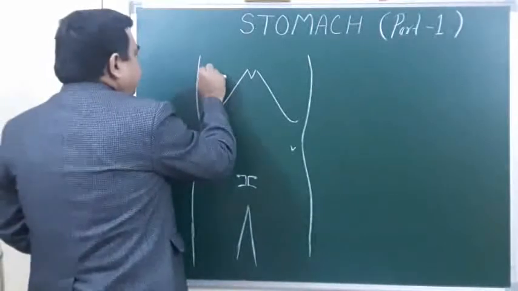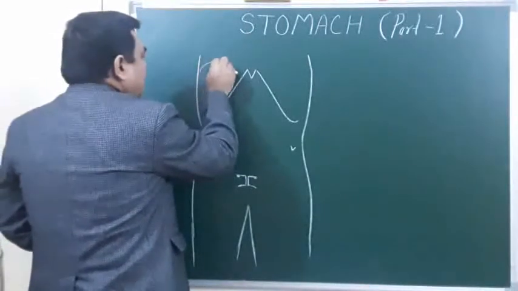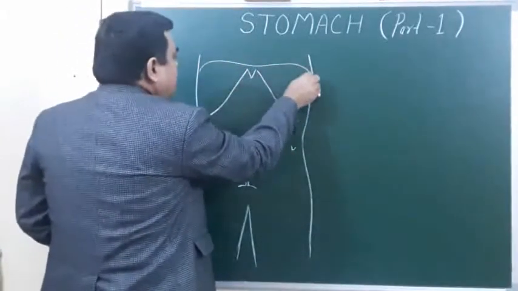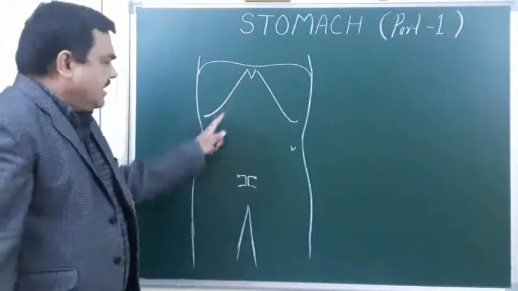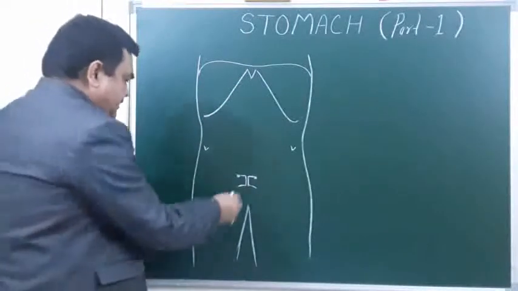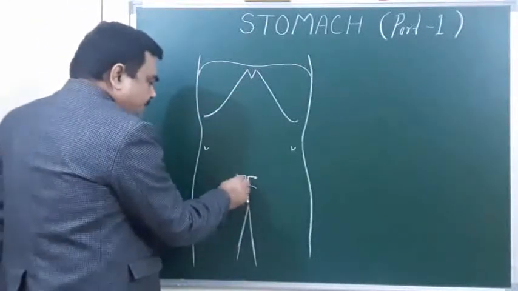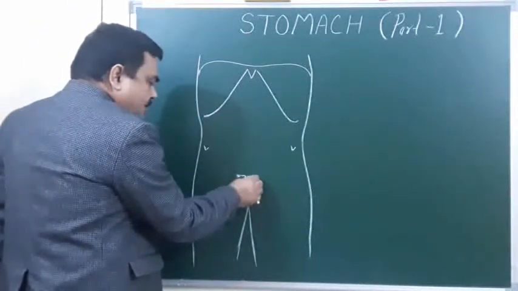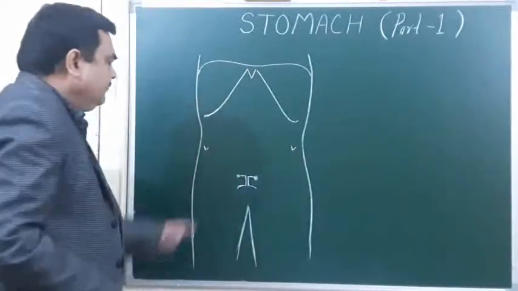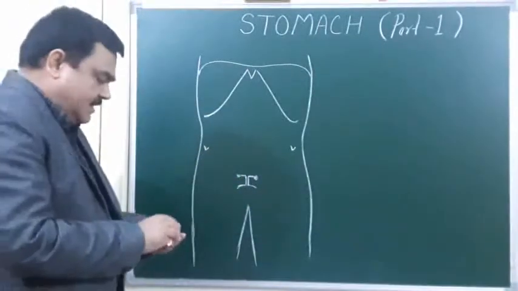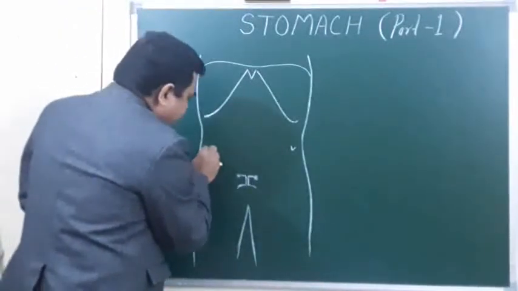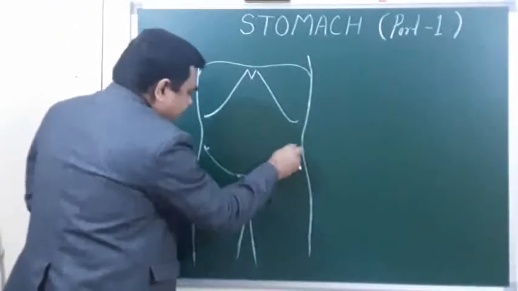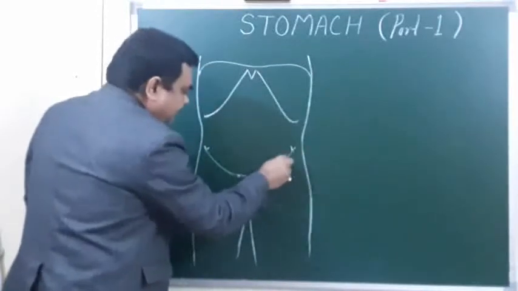This is the position of the diaphragm. This is the diaphragm. This is the costal margin. This is the pubic bone. This is the pubic tubercle. This is the anterior superior iliac spine. And here is the inguinal ligament.